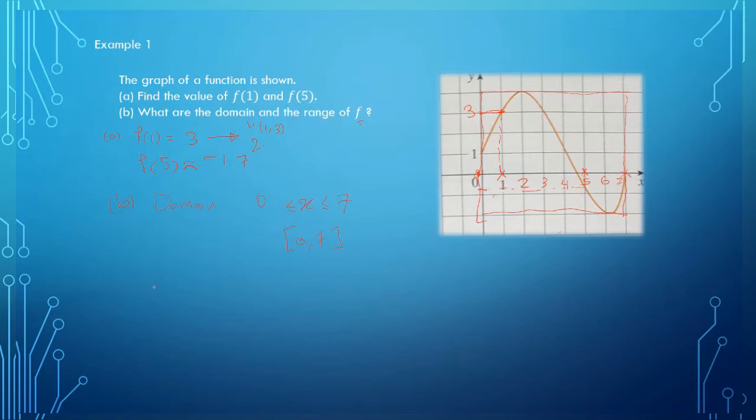Okay, what about the range of the function? For the range, we see that y begins from -2 and ends at 4. So y is between -2 and 4, and we can write this as a closed interval -2 and 4. Okay.